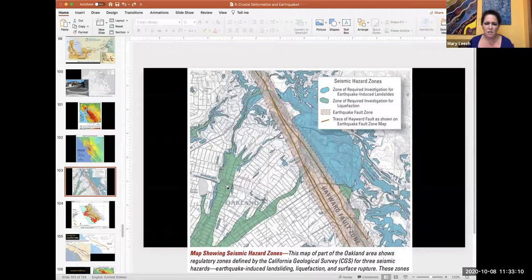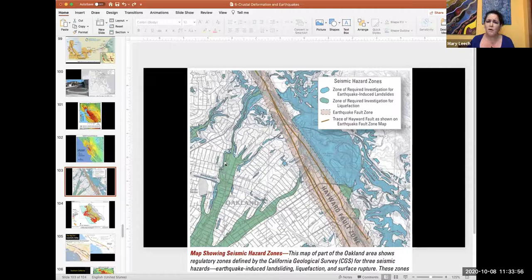Okay, I want to tell you about some of the things that happen to help with reduction of damage when earthquakes happen along these fault lines. So we now have mapped out fault zones. This is a map of the Hayward Fault in the Oakland area. And this shows a zone where the government agencies require looking at, or being aware of, the possibility of earthquake-induced landslides in the Oakland Hills.